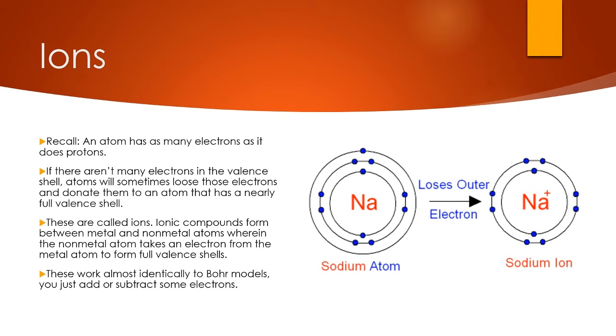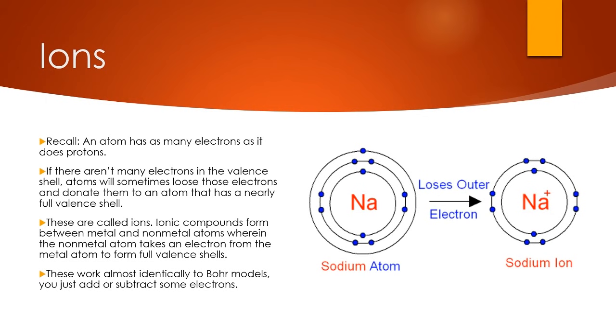So for an ion, you're either going to add or subtract electrons. This is important because you will be asked to create Bohr models. These are Bohr model diagrams that you're looking at right here. The procedure is the same as with all Bohr models, except at the end, you're going to either add or subtract electrons. Usually just 1 or 2 electrons are going to get removed or added, the point being that you create a full valence.